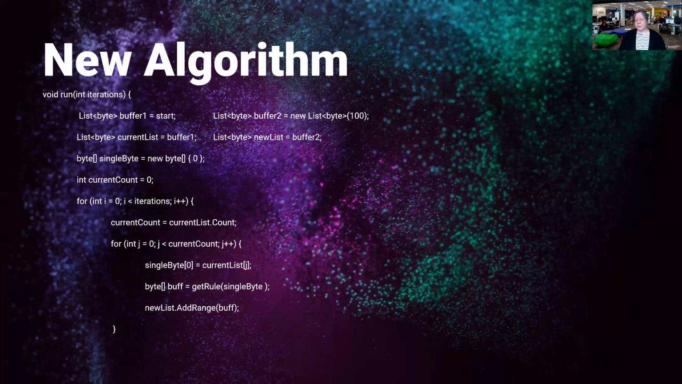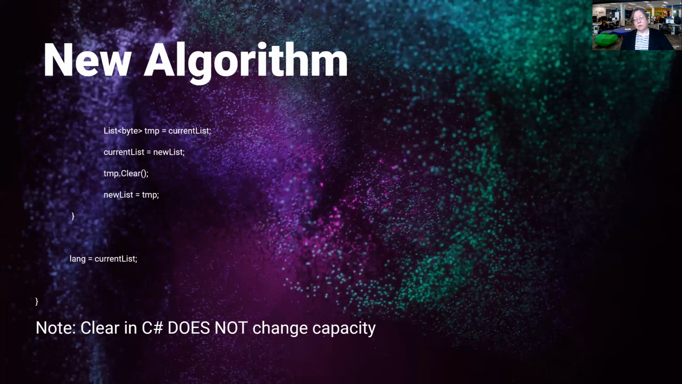And so this is what that looks like in code. I've got a couple of lists, which in C# are arrays, and they both are used, and they swap between one and the other. The swap is actually on the second page, where I have to have a temp and do the regular swap thing. The one thing to note here is that in C# Clear actually does not change capacity, which is important, so I'm not regrowing the array every single time I'm doing this.